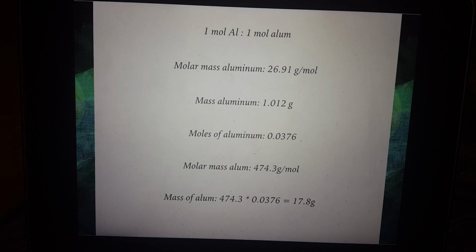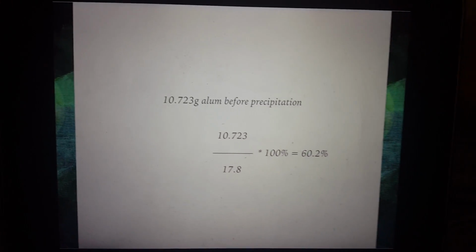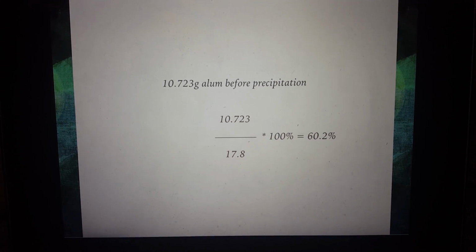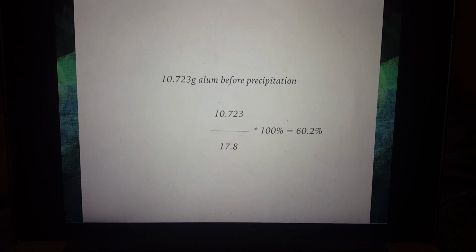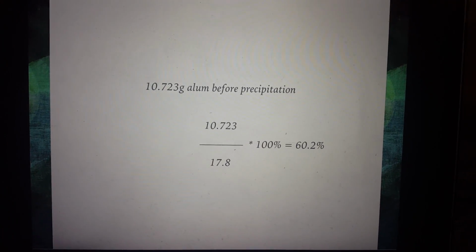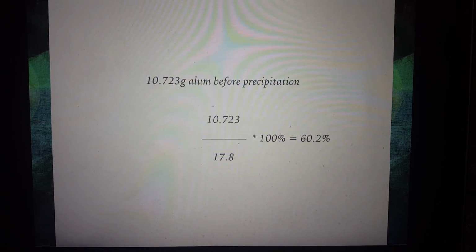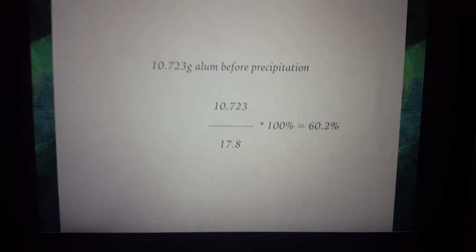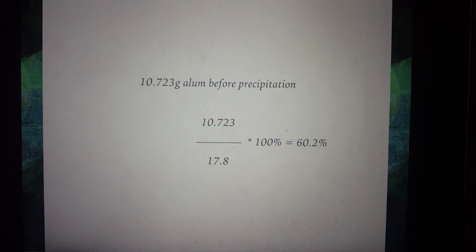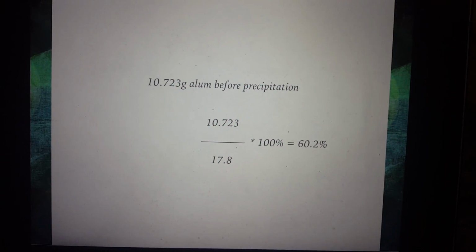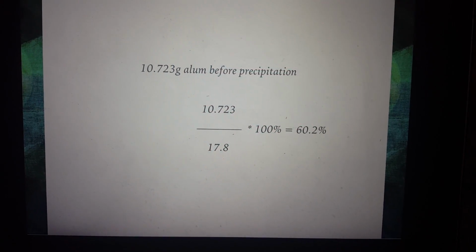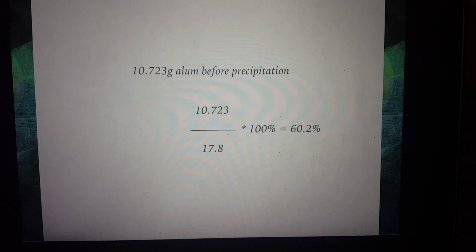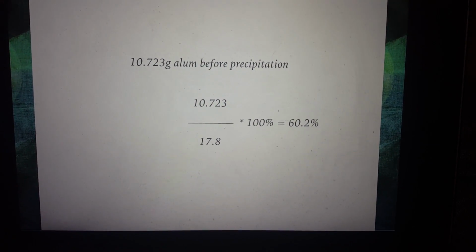achieved in this experiment. However, when the mass of the alum was taken after the experiment, it turned out to be 10.723 grams instead of the 17.8. So to calculate the percent yield, you just divide that by the theoretical yield, multiply by 100%, and you get a total of 60.2% yield of alum.